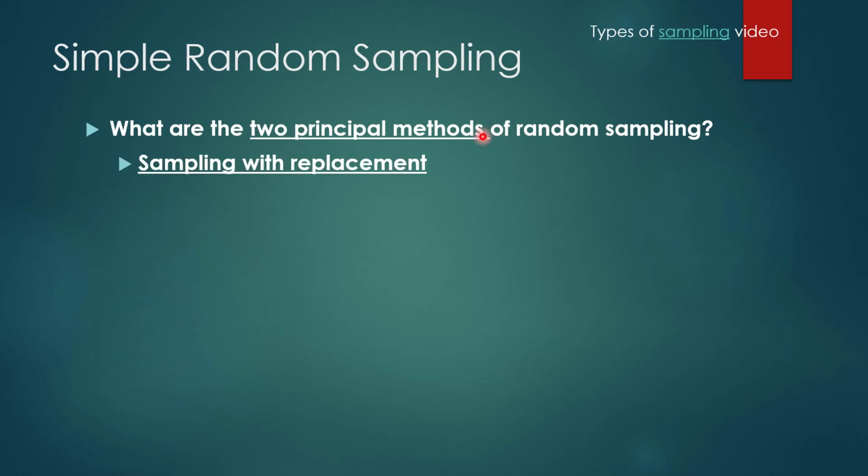So the first type of random sampling we're going to talk about is sampling with replacement. Here the idea is really that it holds both the equality and the independence characteristics that we talked about in the last slide.